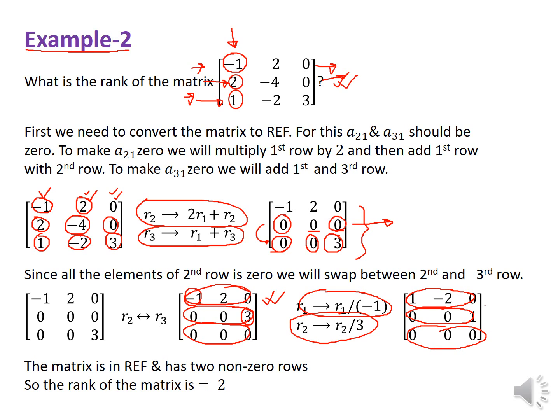So now the matrix is in row echelon form, and in row echelon form there are 2 non-zero rows. Hence the rank of this matrix is 2. So that's it for today.